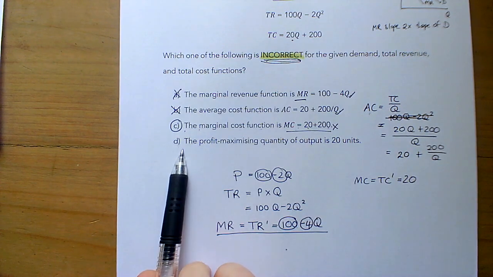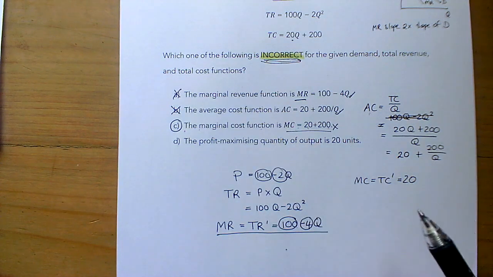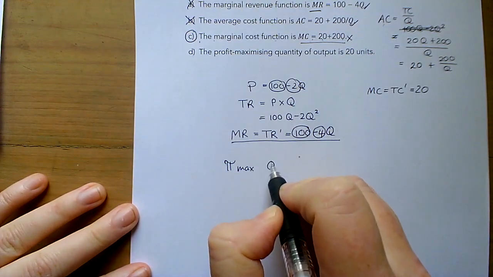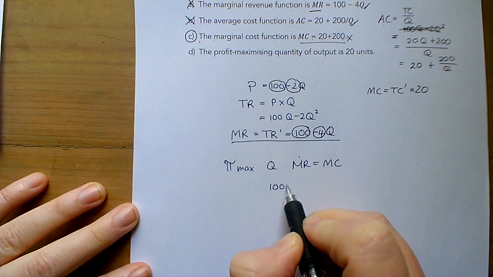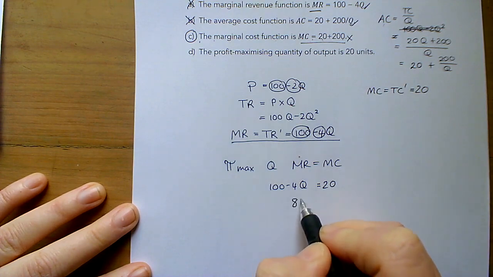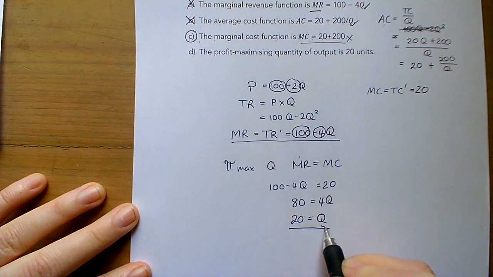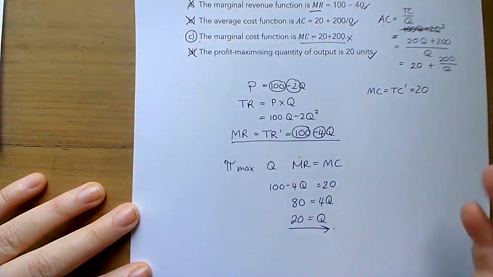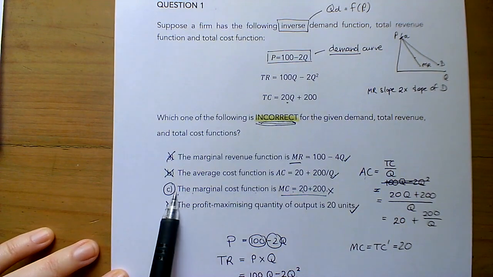Then just to confirm that D is incorrect, the profit maximizing quantity of output is 20 units. So we would find the profit maximizing quantity when MR equals MC. This is our MR, 100 minus 4Q, and our MC is 20. So 80 equals 4Q, and that tells us that our profit maximizing quantity is 20. So this is a correct statement, which makes it incorrect for this question. So the answer to question 1 is C.